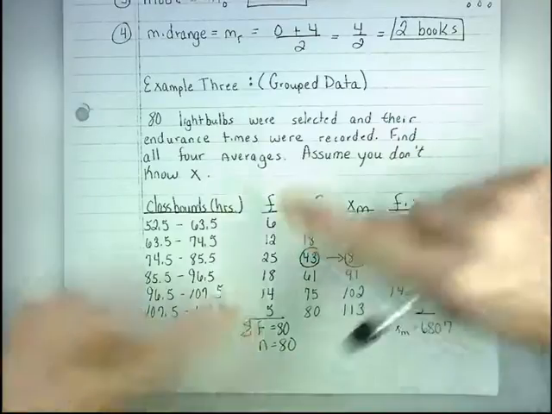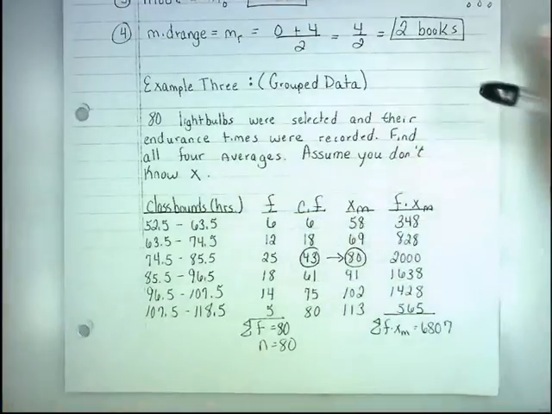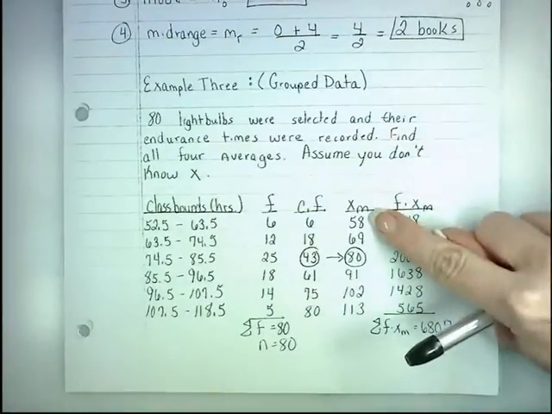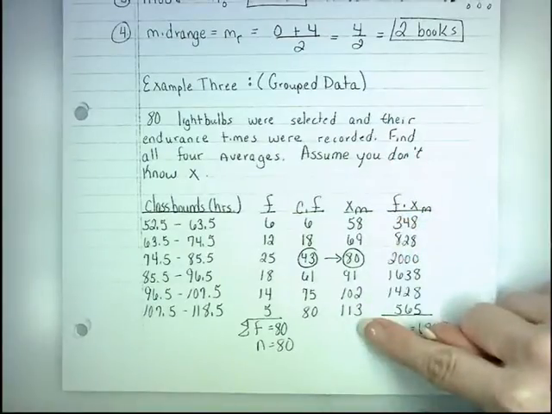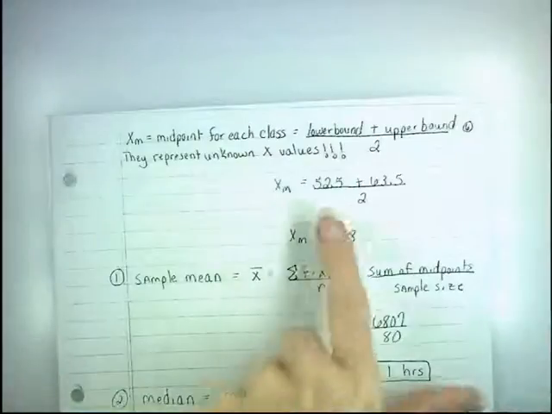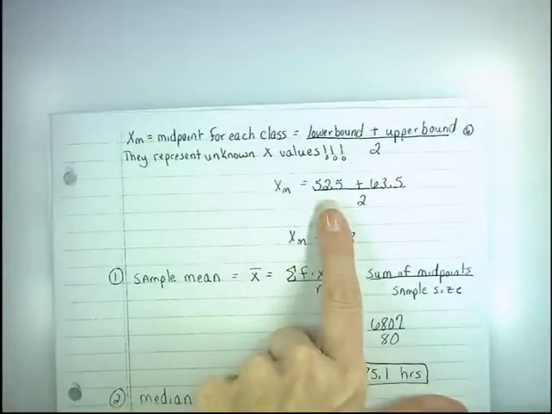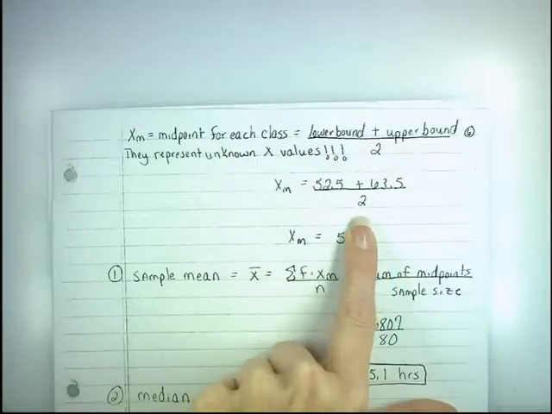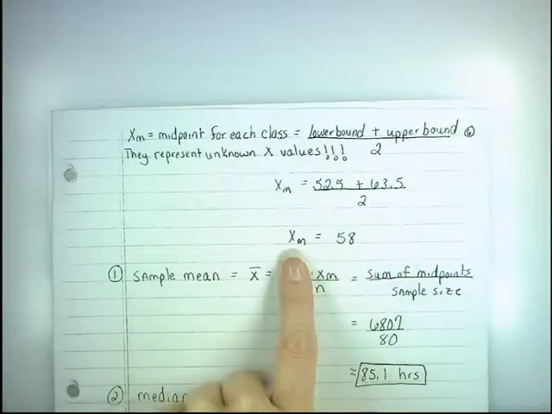Now, to find the mean, since we do not know x, we will use the midpoint. X sub m is the midpoint of a class. And I will show you how to calculate the midpoint column. The midpoint column is calculated from the formula, the lower bound or limit of a class plus the upper limit or bound of a class divided by 2. So the first class has a midpoint of 58. And what do I mean by lower bound and upper bound?